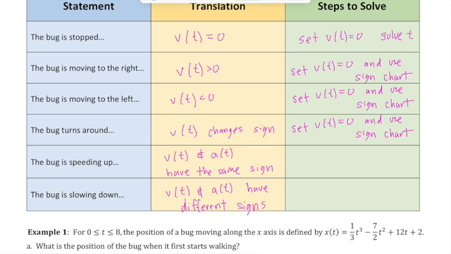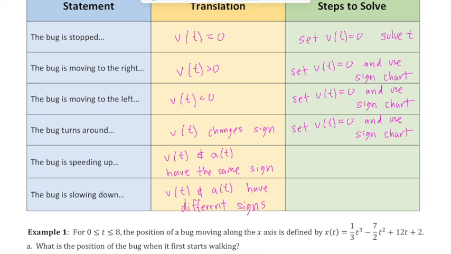If you were trying to solve this with an equation, you would have to set your velocity equal to 0 and then use a sign chart to see if it's moving left or right. If the object turns around, that means you change from positive to negative or vice versa. So you just have to figure out where you change sign. And again, you solve this using a sign chart.